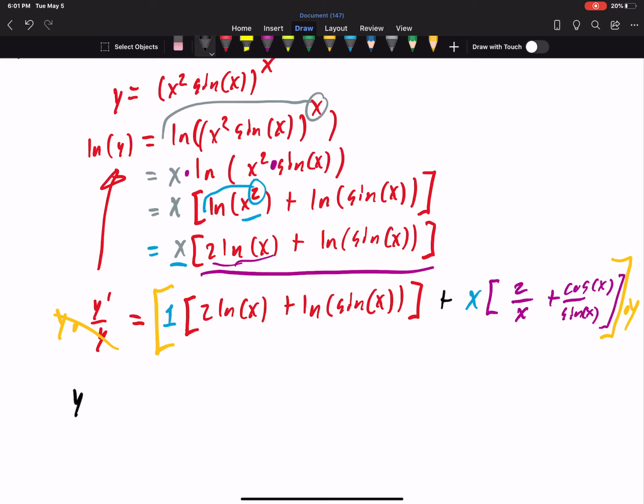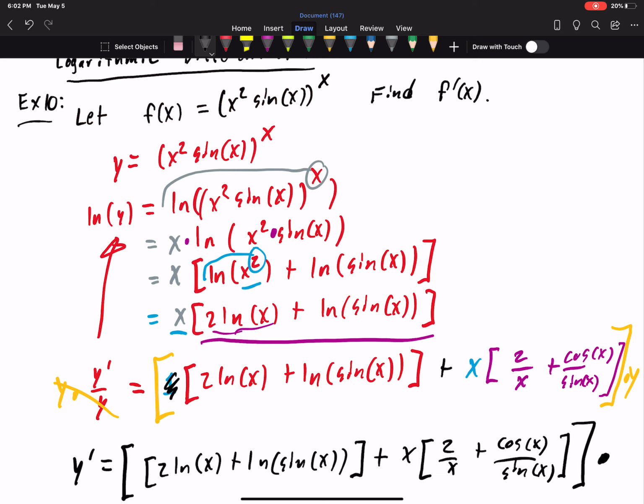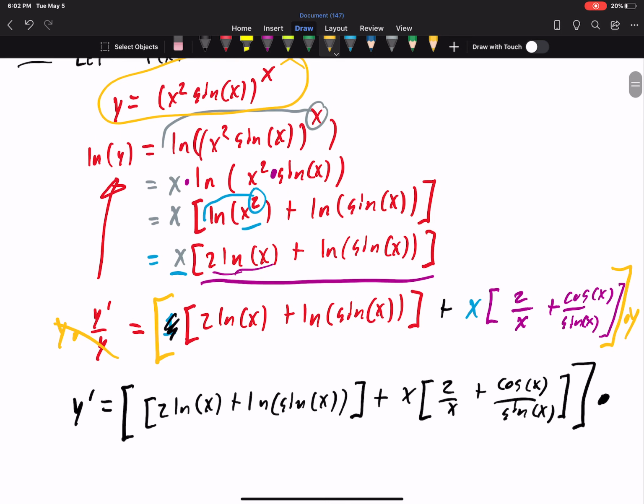So what do I get? I get y prime is equal to this giant box of, okay, so this 1 doesn't matter, so I'm left with 2 natural log of x plus natural log of sine of x in this box, and then I have x times this other box, 2 over x plus cosine of x over sine of x in this bigger box. And then we multiply this by our y. Our y originally was this function, this x squared sine of x to the x power. So that is what we're going to write here.